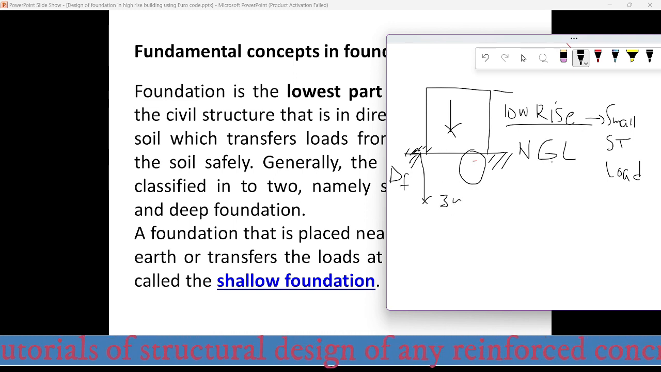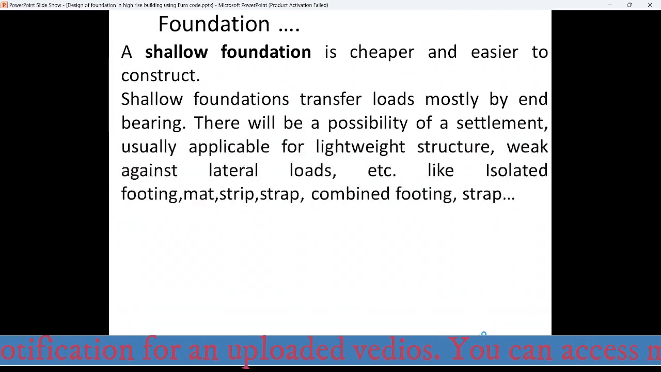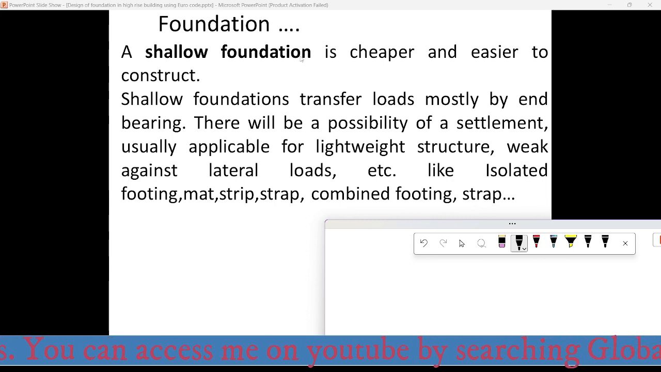So the foundation that carries the small structural load coming from the low-rise parts of the building is the shallow foundation. The foundation that is placed near the surface of the earth or transfers the loads at a shallow depth is called the shallow foundation. The shallow foundation is cheaper and easier to construct.